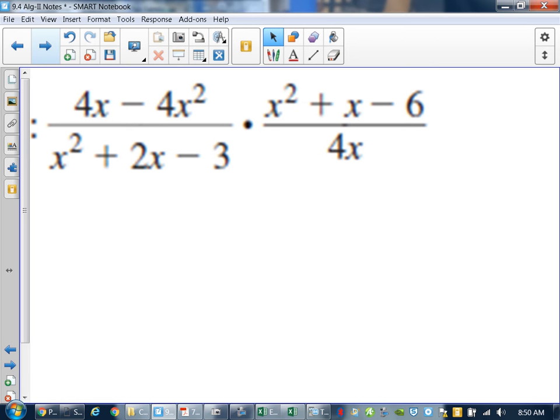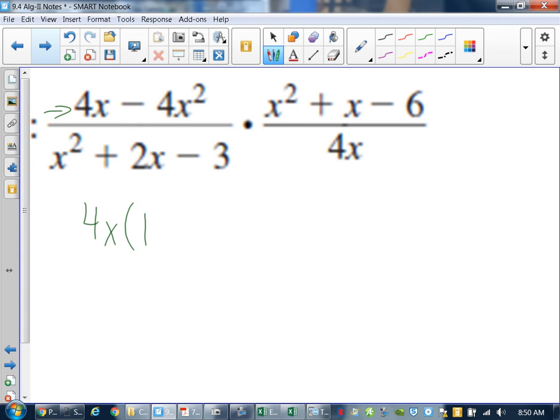Now, I know that most of you are probably writing down the problem specifically right now. I'm going to suggest that you don't. In order to multiply and or divide in a second, you're going to factor everything first. So as I'm starting the problem out, I would write down, how do I factor that? 4x minus 4x squared. What would you do? Take out the 4x.